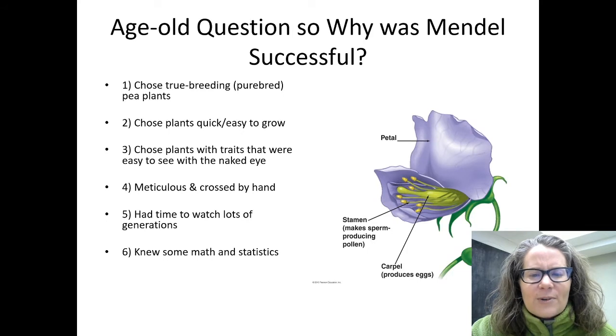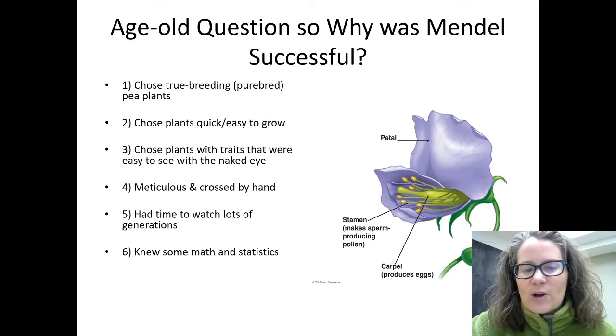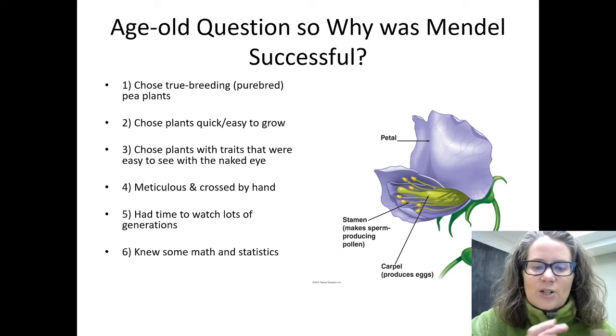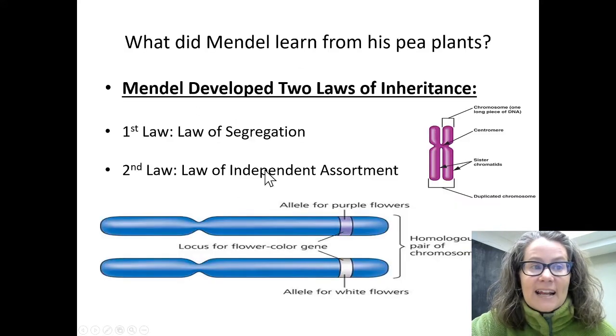Now, why was Gregor Mendel so successful? I think he had lots of things going on in his favor. He chose purebred pea plants. He knew how to do this because he was from an agricultural background. He chose plants that were quick and easy to grow. He chose traits that he could see with his naked eye. He meticulously crossed them by hand and controlled his experiments. And he knew a little bit of math, which comes in handy for genetics.